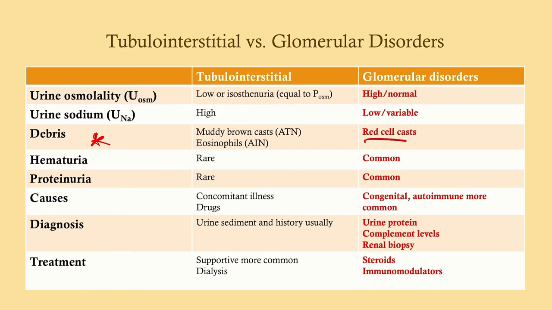So the reason here is that you've got red blood cells and you've got proteins going through the glomerular capillaries. But if the damage is at the tubules, well, there's really no red blood cells to seep in there. So you're less likely to lose blood and protein with a tubulointerstitial disorder.